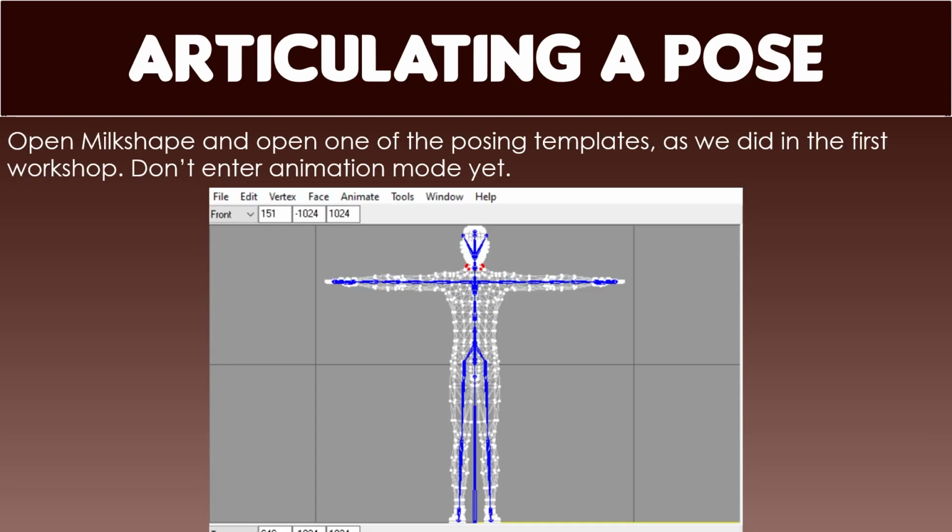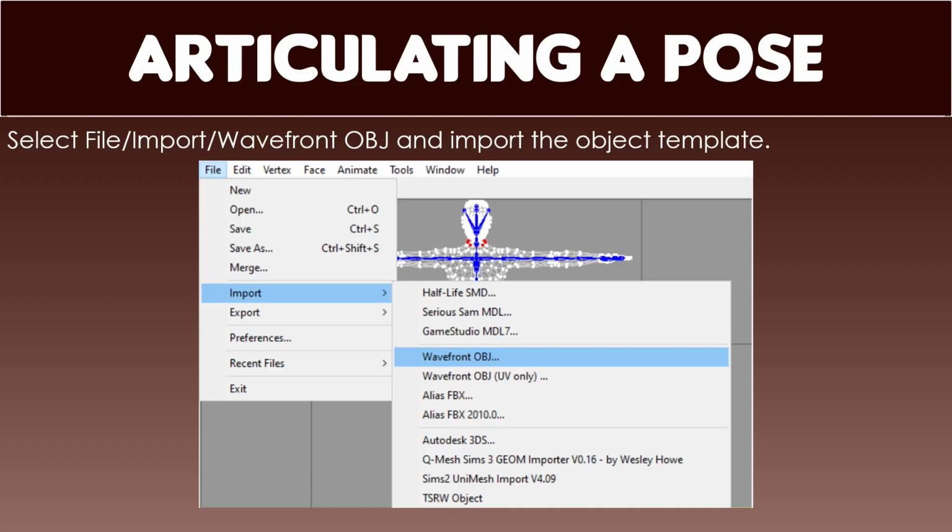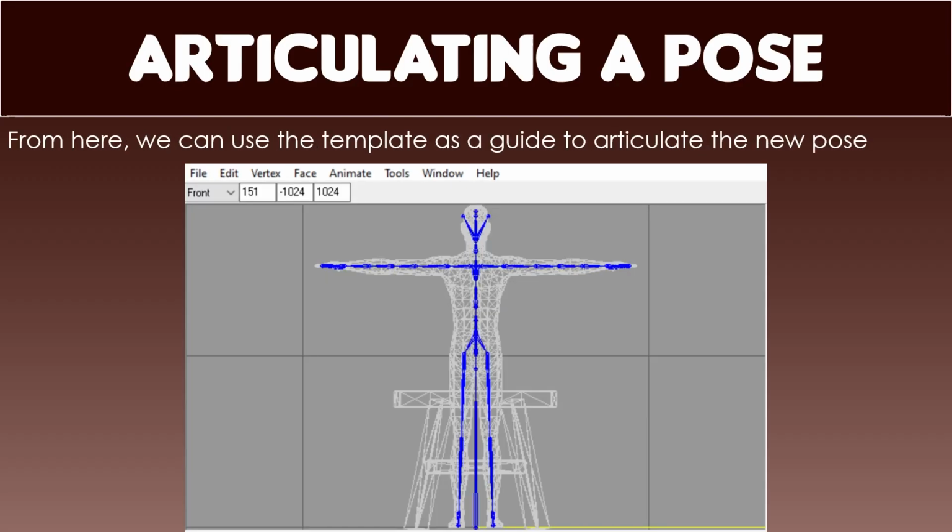Once we've exported that template, we open Milkshape and we open one of the posing templates. I've provided posing templates in the resource post. We're not entering animation mode yet. Then we go import wavefront object. We import the object that we extracted, then we enter animation mode. And as you can see, this was just a simple table. Now we're ready to articulate the new pose.